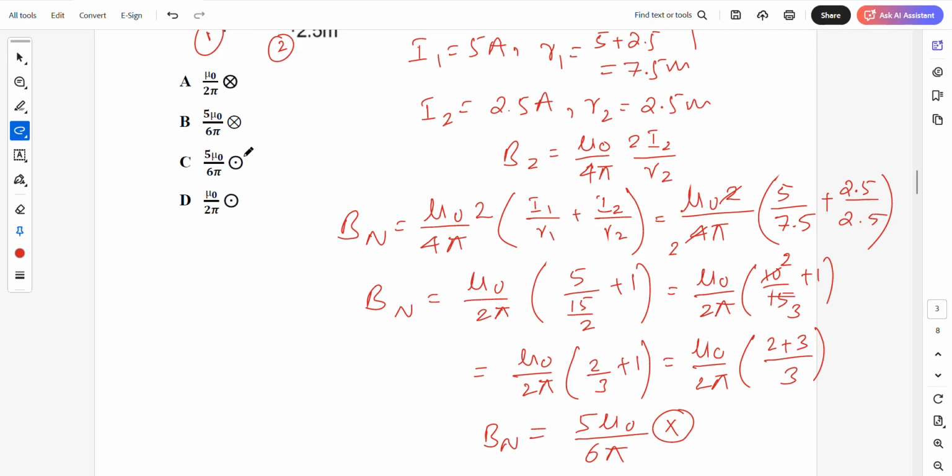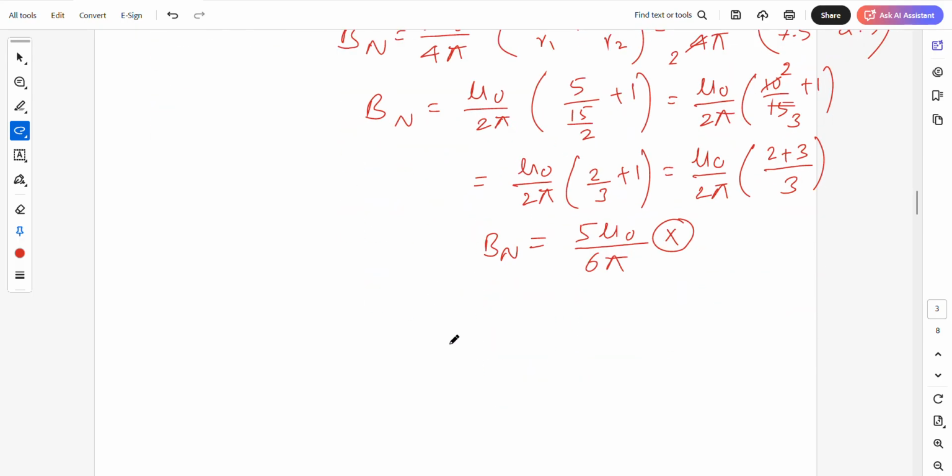Hope you have understood. Don't think this one, this is wrong. This is the correct answer: 5 mu naught divided by 6 pi. Let us see the next problem.